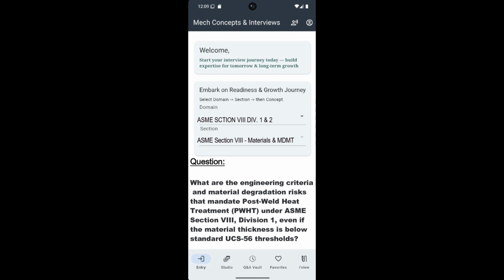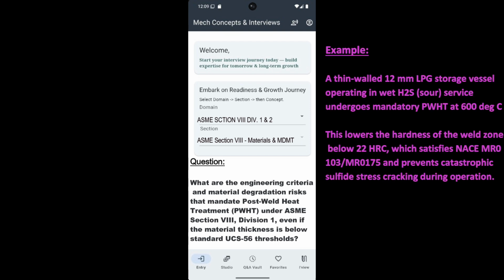Does this thermal soaking alter the physical hardness of the steel as well? Give me a quantitative example. Yes, and the hardness reduction is the critical survival metric. Take a thin-walled 12 mm LPG storage vessel operating in wet H2S, sour service. Based on thickness alone, it wouldn't need PWHT. But because of the H2S. Right. The 600-degree baking specifically tempers the microstructure, lowering the hardness of the weld zone and the heat-affected zone below 22 on the Rockwell C scale, or 22 HRC.